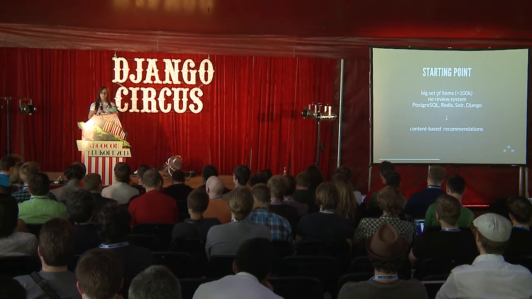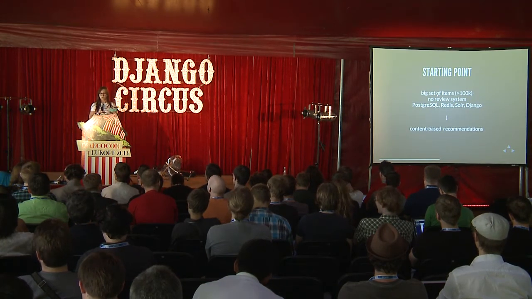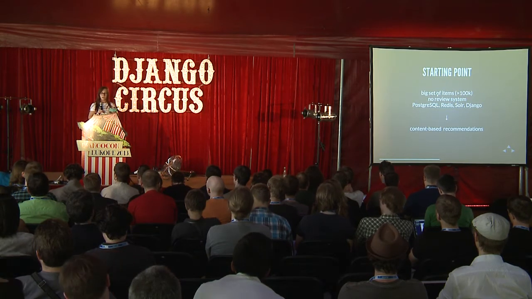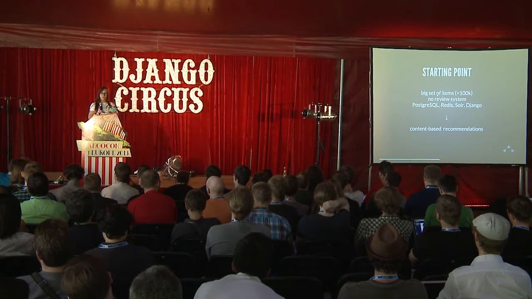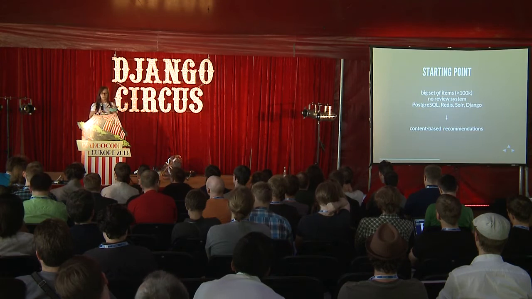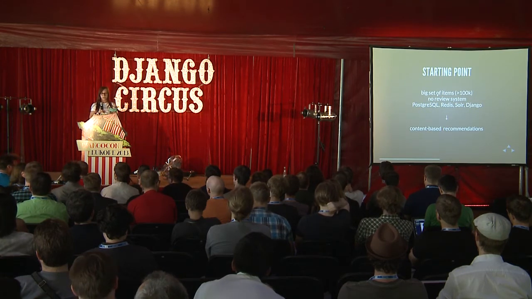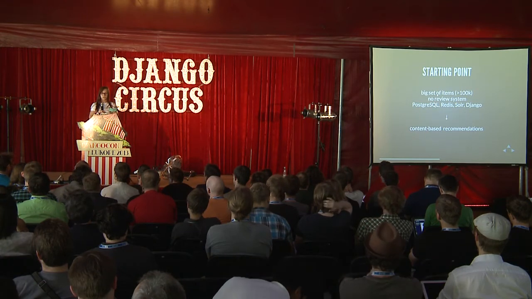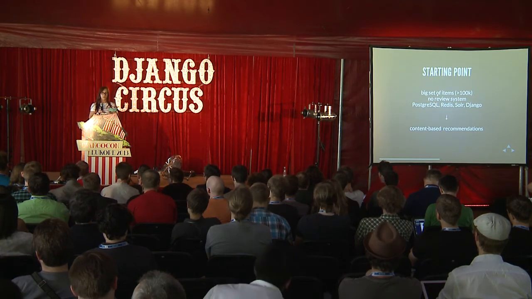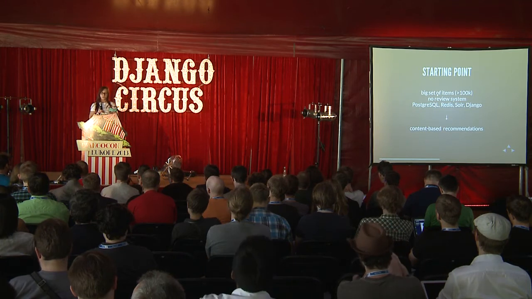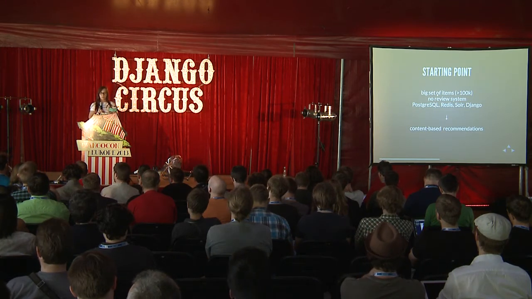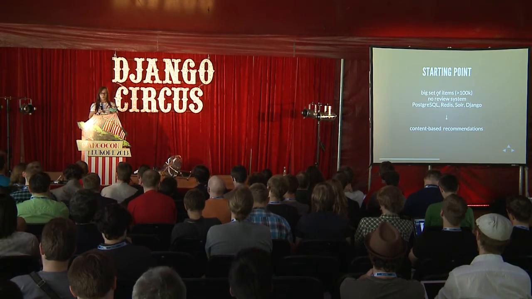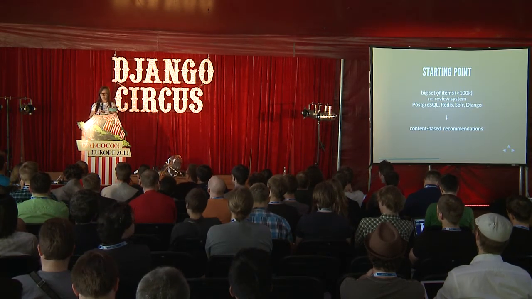Our starting point was a big set of items. I think it was 160,000 products at the beginning. We haven't had a review system. Our products were stored in PostgreSQL. We had Redis for session storage and Solr as a search engine, and we were using Django. Because we had such a big set of items, we decided to use a content-based recommendation system.